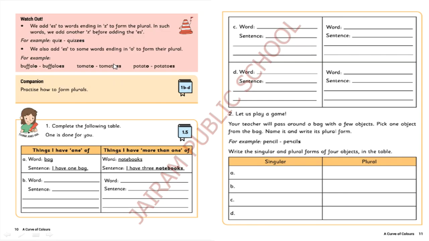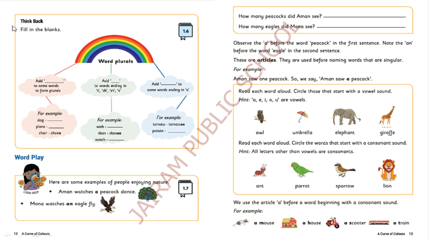The next one is watch out. Already I told you the watch out, it's just a recall now. Buffalo, buffaloes; tomato, tomatoes; potato, potatoes; quiz, quizzes. Look here, an extra z is added. I told you to complete this activity. I think you would have completed the singular sentences on the left hand side and plural sentences in the right hand side column. Here also singular, this side plural, and singular and plural words for objects present in your bag.